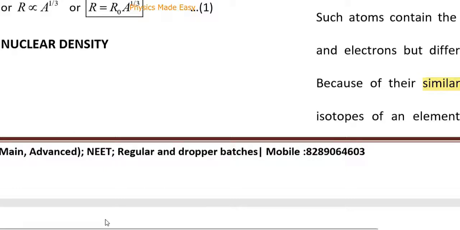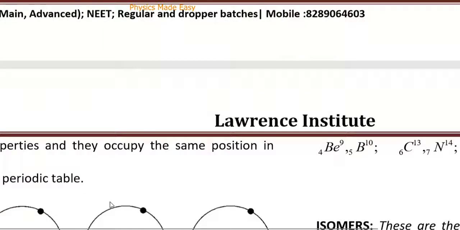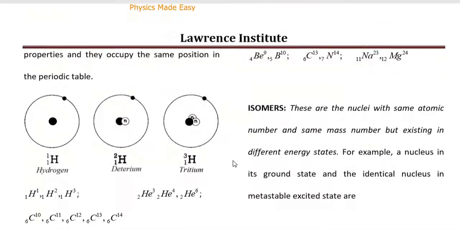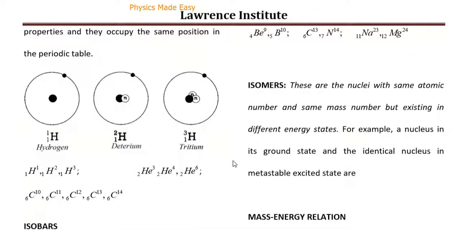So here I have got some examples of isotopes, and before going through examples, let me settle the screen. These are the properties, and they occupy the same position in the periodic table, and we have got the examples. Examples are hydrogen 1H1, then 1H2 is deuterium and 1H3 is tritium.